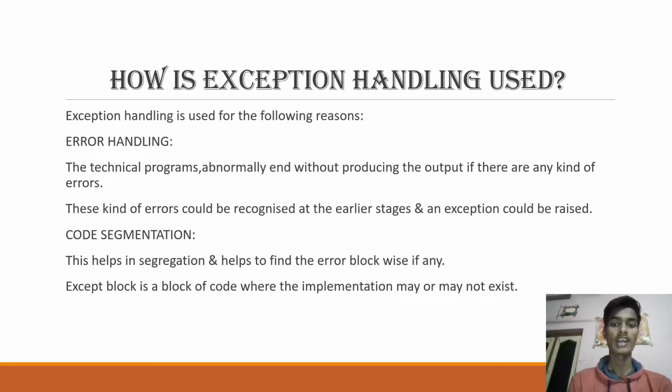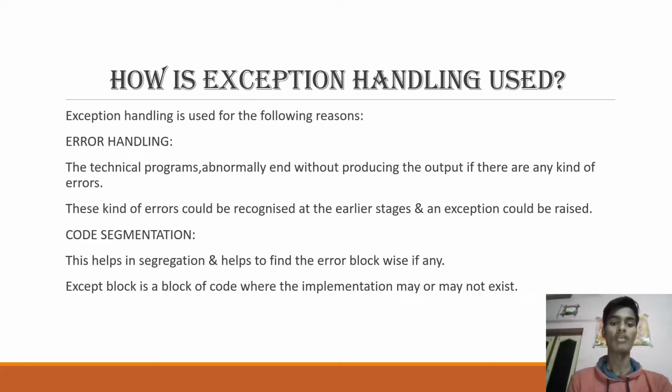How is exception handling used? Exception handling is used for the following reasons. One is error handling, another one is code segmentation. Error handling: otherwise programs end abnormally without producing outputs if there are errors. These kinds of errors can be recognized at earlier stages and an exception can be raised. Code segmentation helps to find errors block-wise, if any.